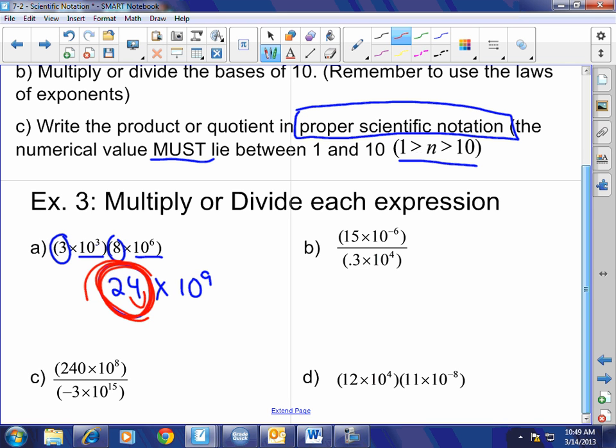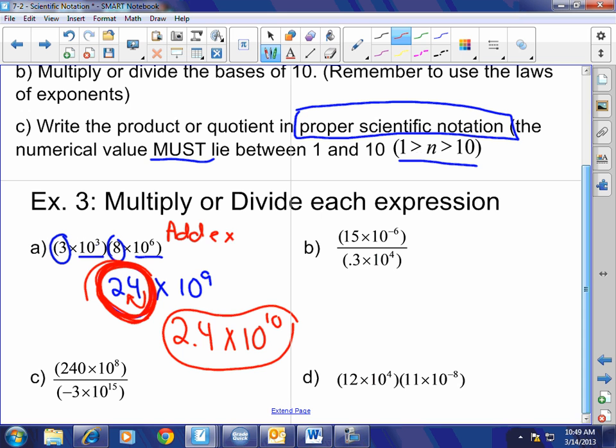So you're going to go 1 to the left, and that's going to be 2.4 times 10 to the 10th power. Why? Because this original number was larger than 1, so you add exponents. Does that make sense? Guys, you're going to have a quiz on this. You're going to have homework on this. You're going to have a test on this. Does this make sense, my brothers? Yes?